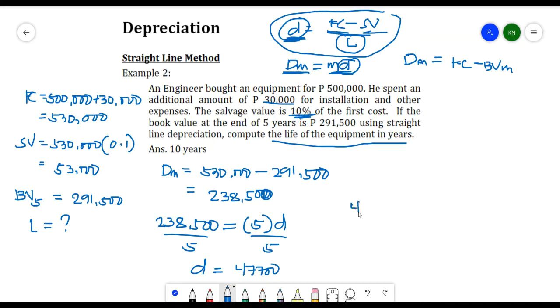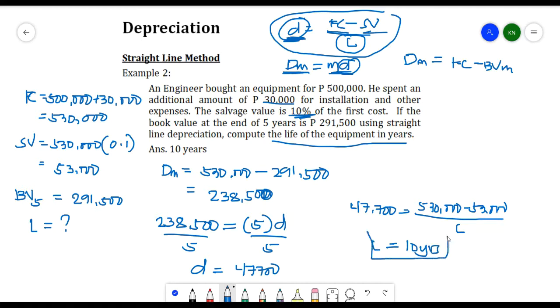So we have 47,700 that is equivalent to FC, which is 530,000, minus our SV, which is 53,000, and that is divided by L. So basically, our L is equivalent to 10 years.